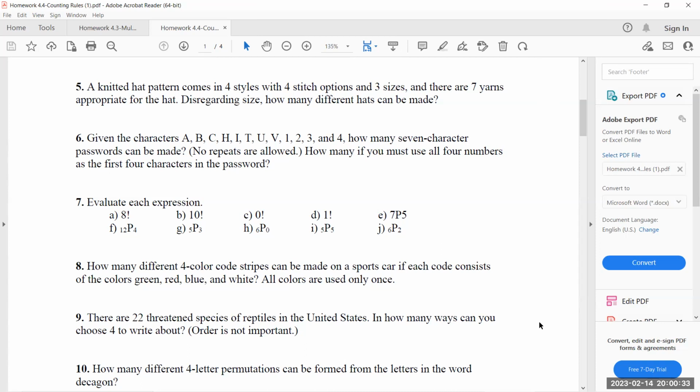How are you doing there? I'm on number 6 right now. Okay. Number 5 was okay. Number 5 went good. I got the answer right. Okay.